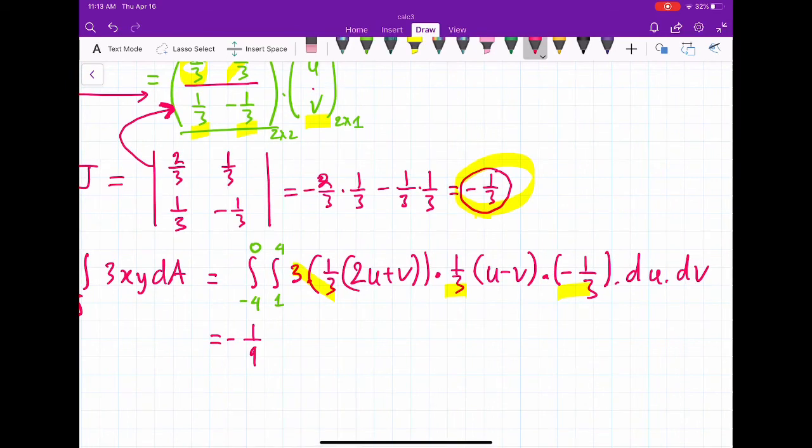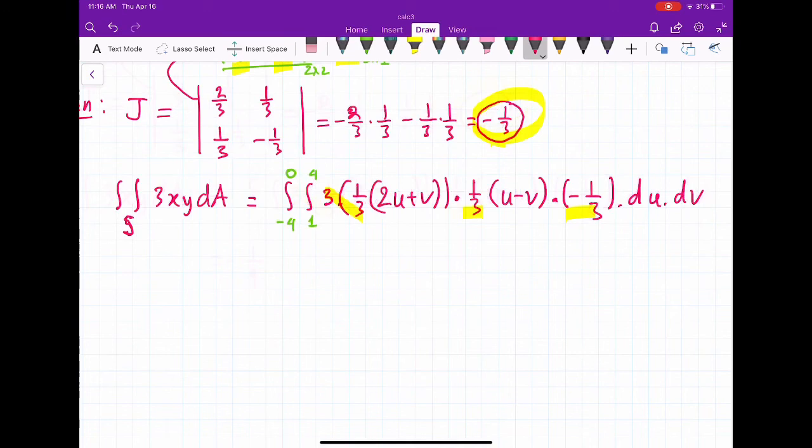I think we need to take the absolute value of the Jacobian. But that's fine. That is the difference only in the sign, so we can live with that. So I think I missed the absolute value in here. Here we should have the absolute value of -1/3. So we have 1/9 times the integral from -4 to 0, from 1 to 4, of (2u plus v) times (u minus v) du dv.